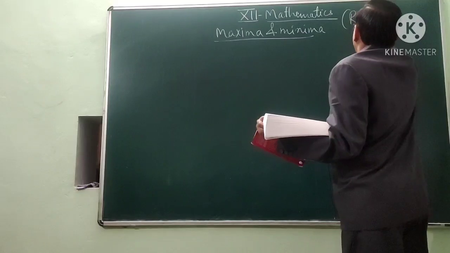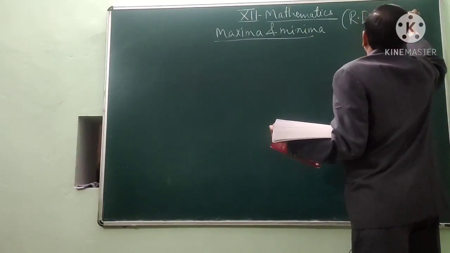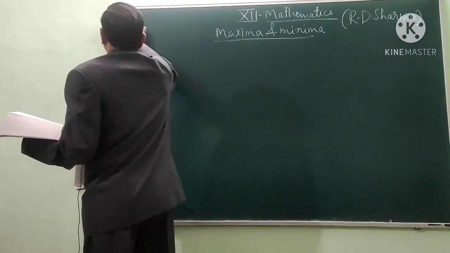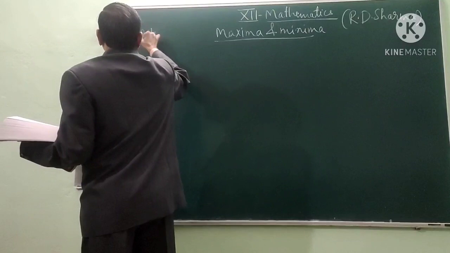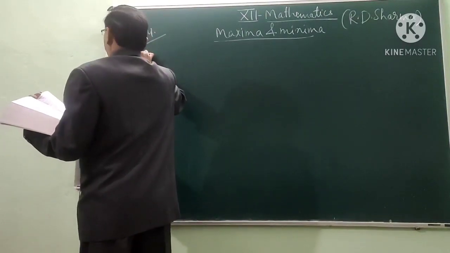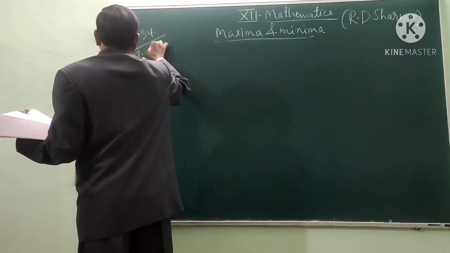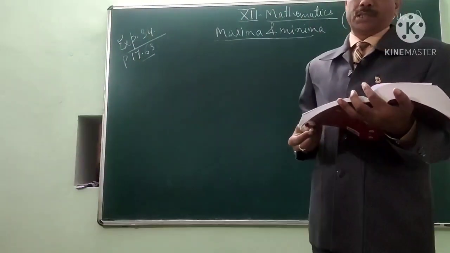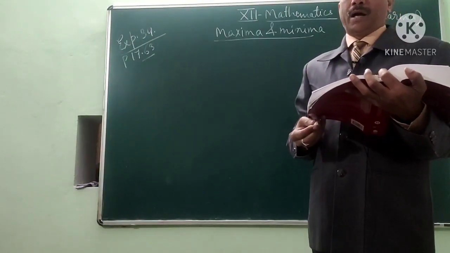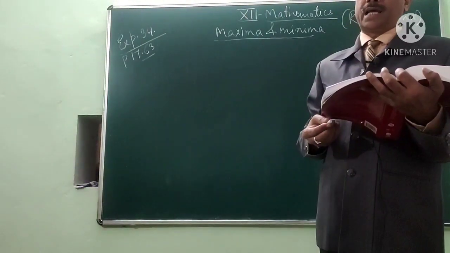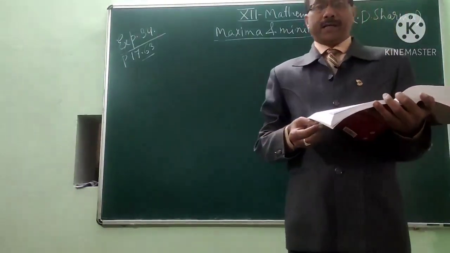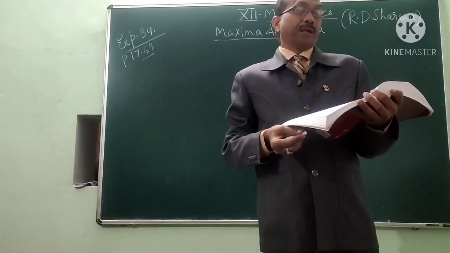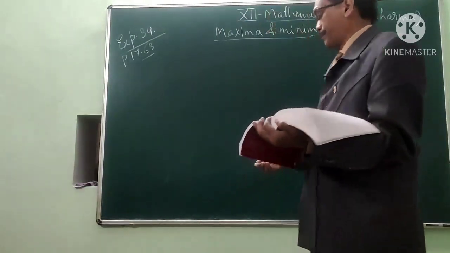The topic maxima and minima continues. It is R.D. Sharma, example 34, page number 17.63. It is one of the good questions. The question is to show that the volume of the largest cone that can be inscribed in a sphere of radius r is 8 upon 27 times the volume of the sphere.